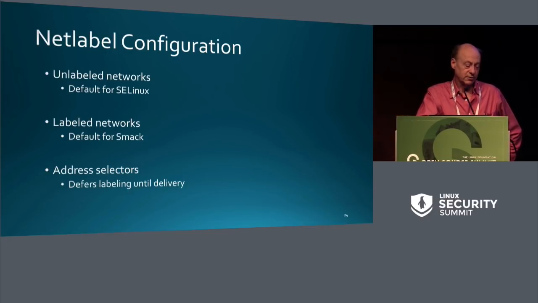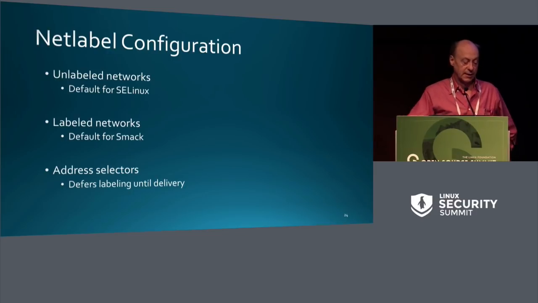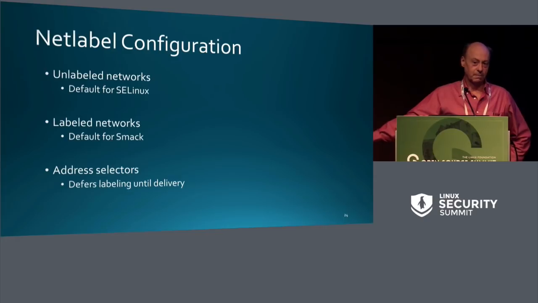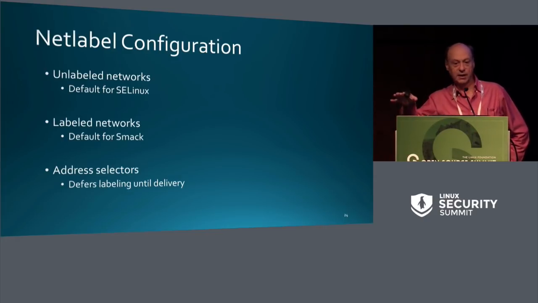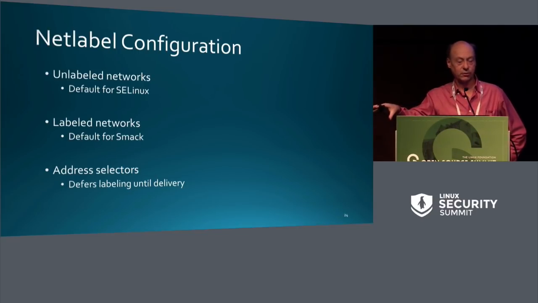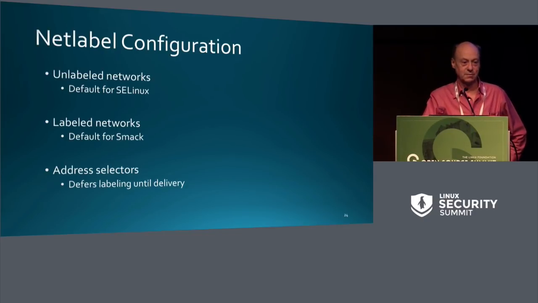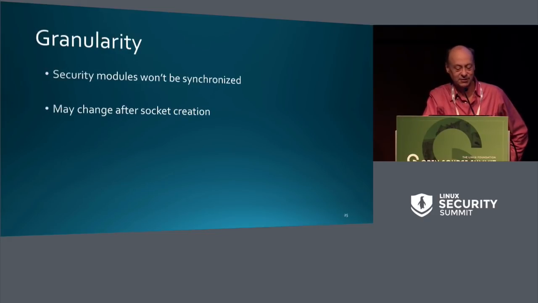And address selectors, where you're allowed to say that this host should be given this label and information coming from this host should be given this label, is deferred until delivery. So if you're using those, you're not going to make the decisions at socket creation. You're going to make the decisions at packet delivery. So there's a bit of a complication there, complexity.